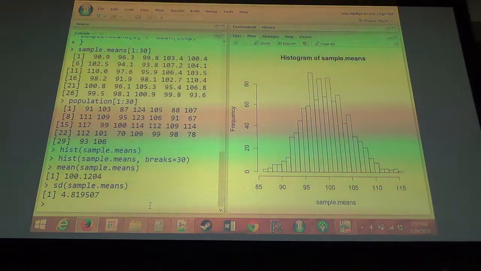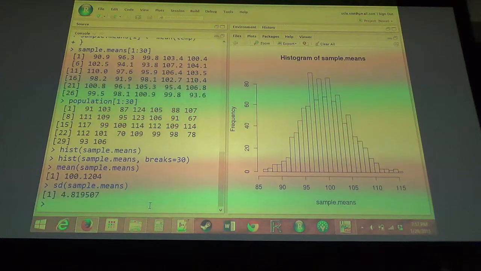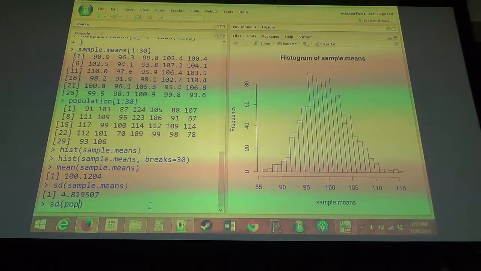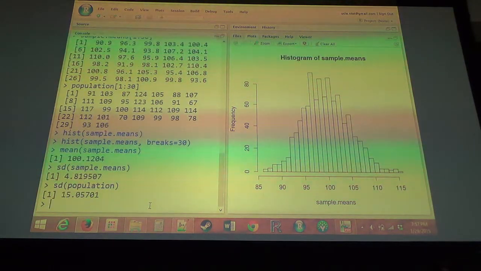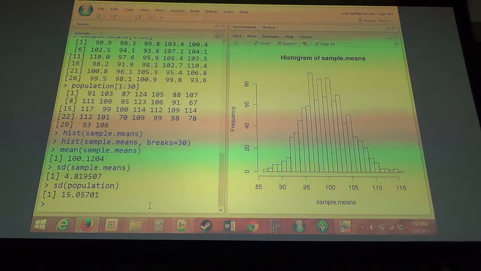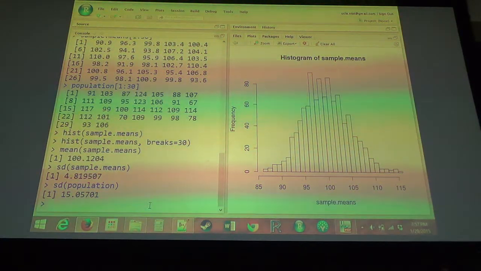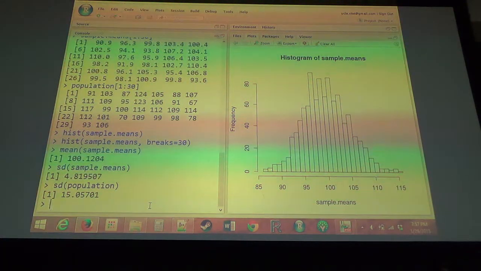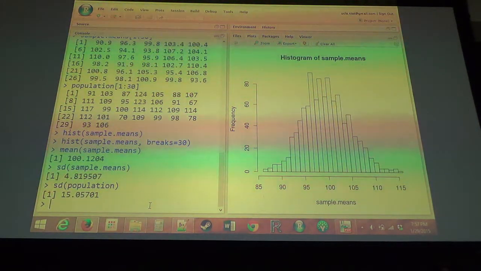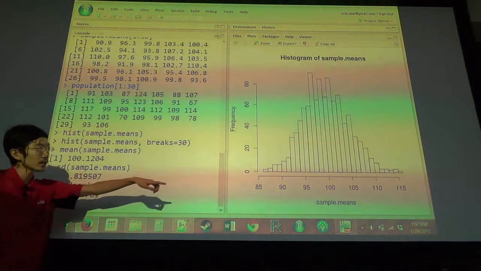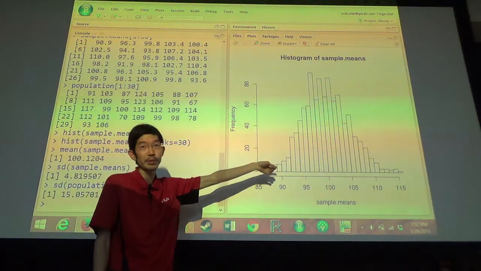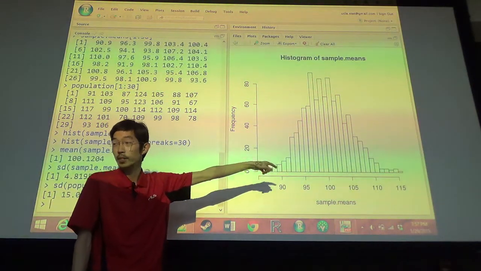So the population standard deviation was set at 15? Yeah, if I ask for the standard deviation of the population, we also have 15. Something, or just something a little bit larger than 15. So this is the result of 1,000 different samples of size 10 each, taken from the population.